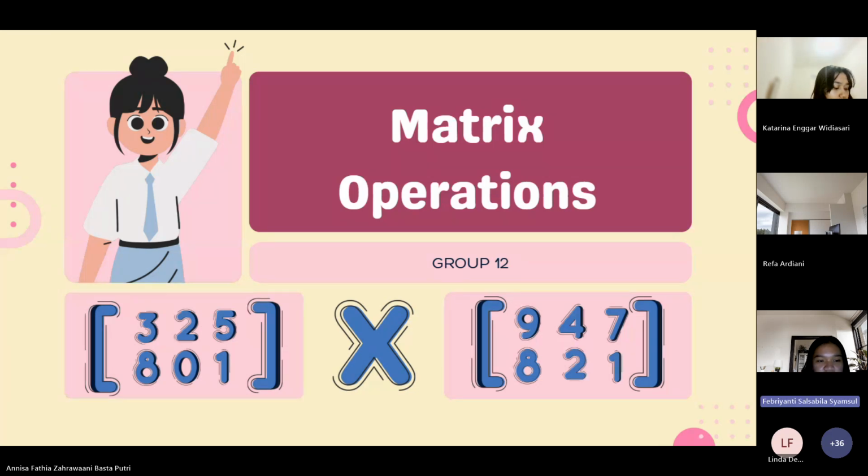After learning about the different types of matrices, we will move on to matrix operations. The basic operations include addition, subtraction, scalar multiplication, and matrix multiplication.